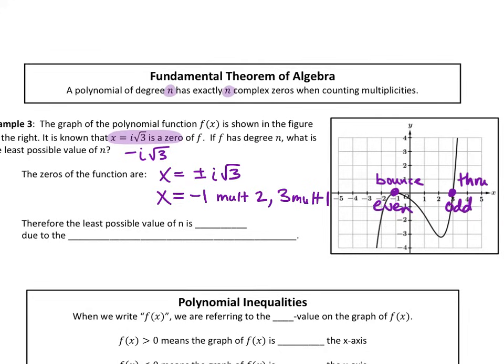5. Why 5? Yes, I see 3 real zeros, but we were also told that this is a 0, which means this is also a 0, so I got to add 2 more for those imaginaries. So we say the least possible value of n is 5 due to the fundamental theorem of algebra. Yes, we're going to write all of that out; fundamental theorem you can shorten.